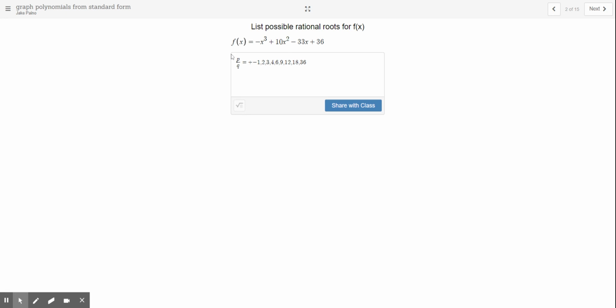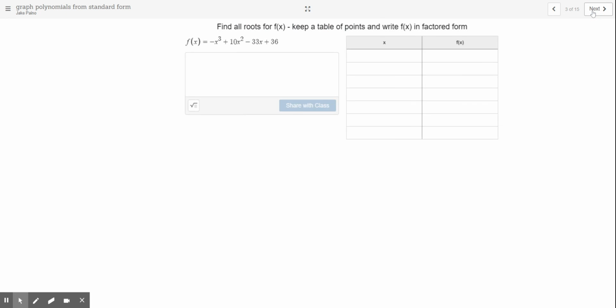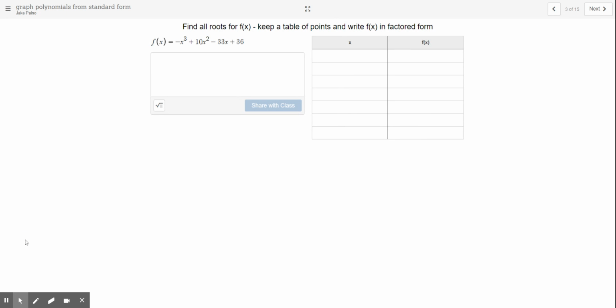Now I know I could have at most 3 rational roots, or I could have 1 rational root, so I need to figure out which ones are going to work. All right, and to do that, I'm going to do some synthetic division. So I'm going to set this up here. List out my coefficients: -1, 10, -33, and 36. Okay, and I'm just going to start from that list that was on the previous slide.